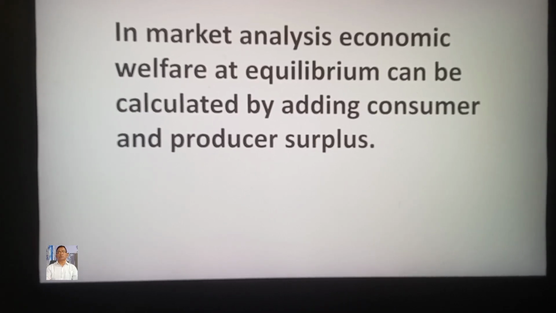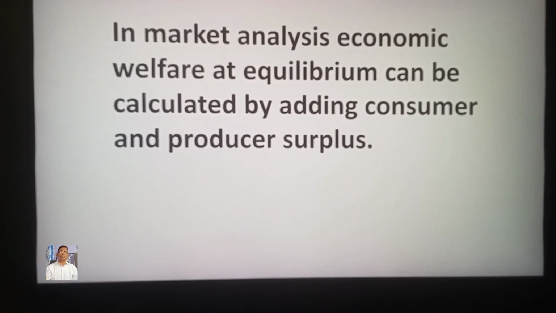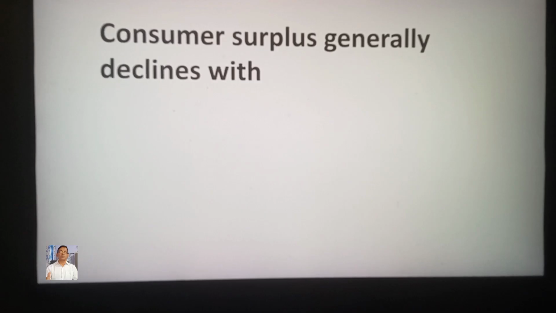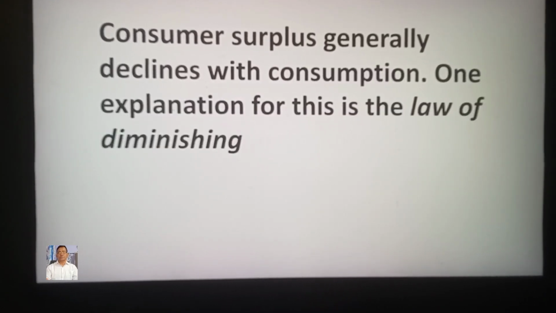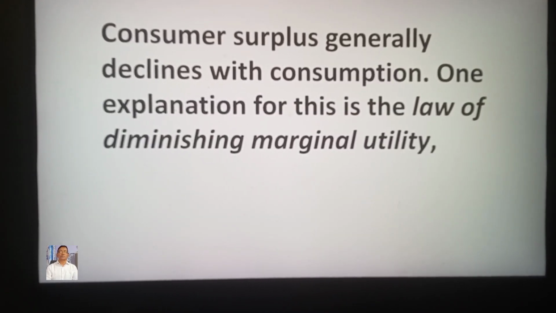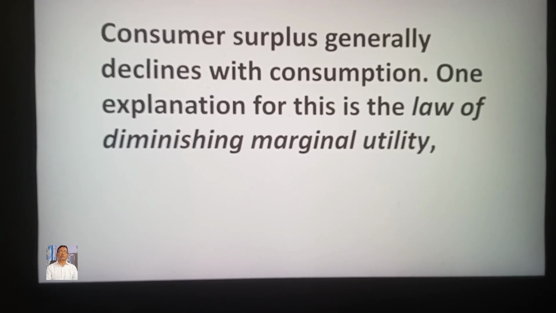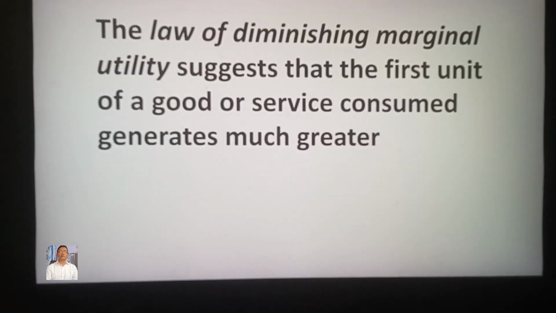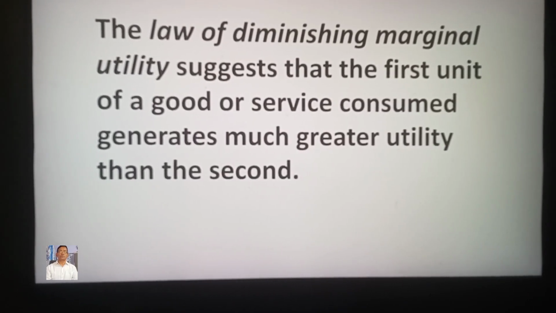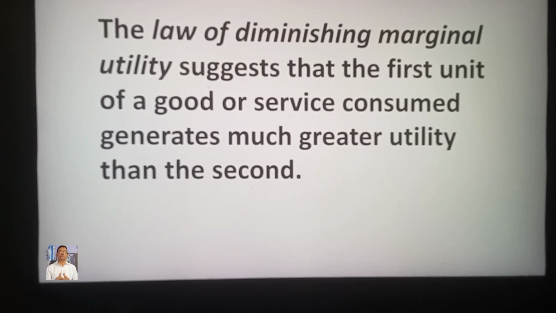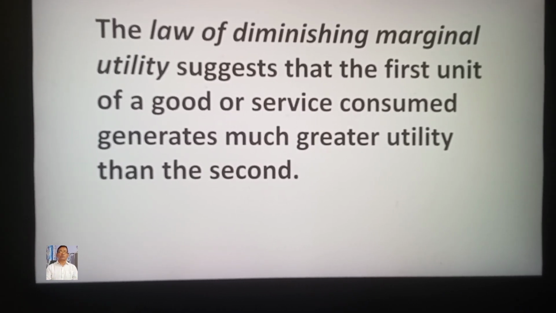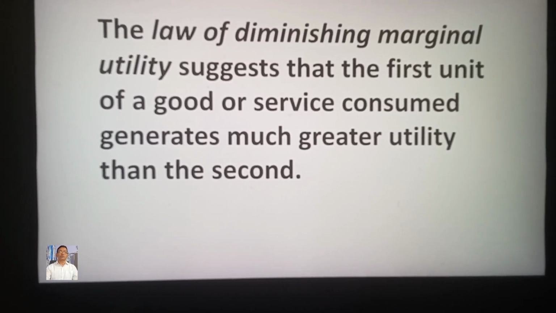Let us see when declining of consumer surplus occurs. Consumer surplus generally declines with consumption. One explanation for this is the law of diminishing marginal utility. Now, what is the law of diminishing marginal utility? The law of diminishing marginal utility suggests that the first unit of a good or service consumed generates much greater utility than the second, which generates greater utility than the third and subsequent units.